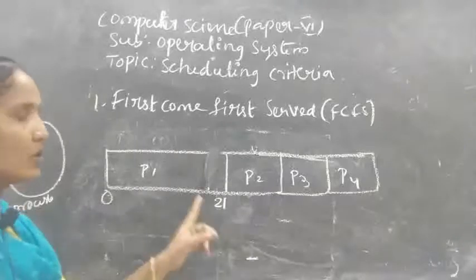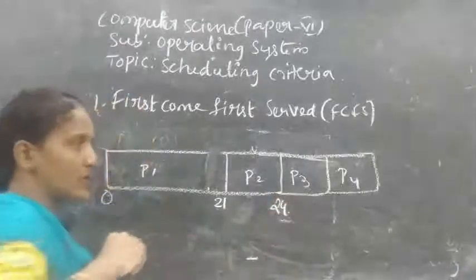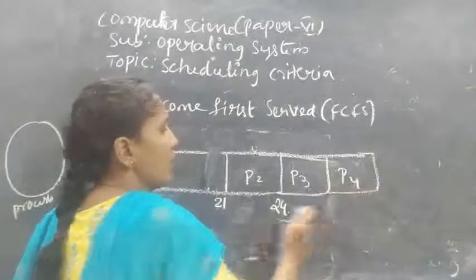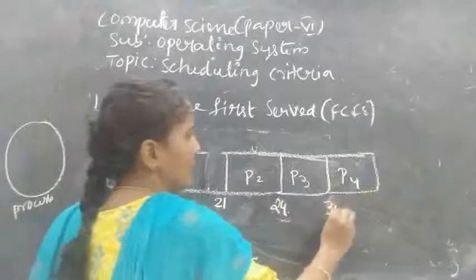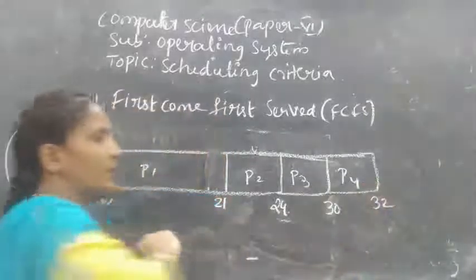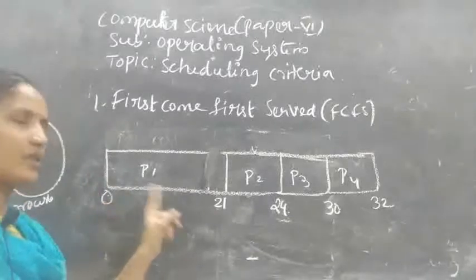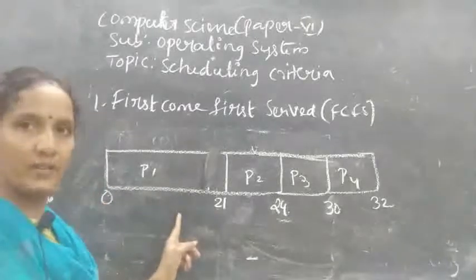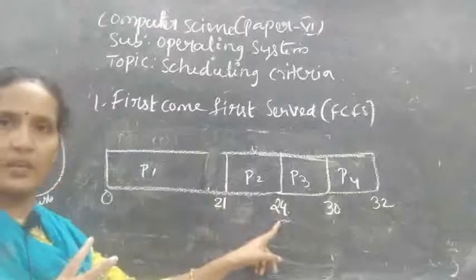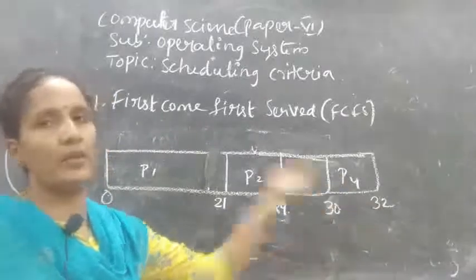It is 3, so 21 plus 3 is 24. What is the execution time of P3? It is 6, so 24 plus 6 is 30. Next, P4 takes 2, so 32 milliseconds. Clear? So P1's arrival time is 0, but its execution time is 21 milliseconds. Next P2 is 3, so 21 plus 3, 24 total. Next 6, 30, and P4's execution time is 2, so 32.